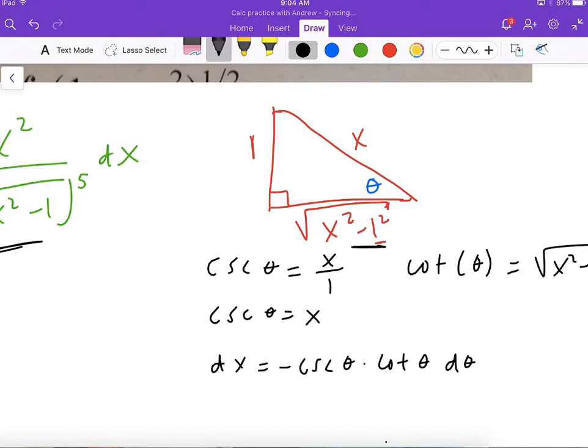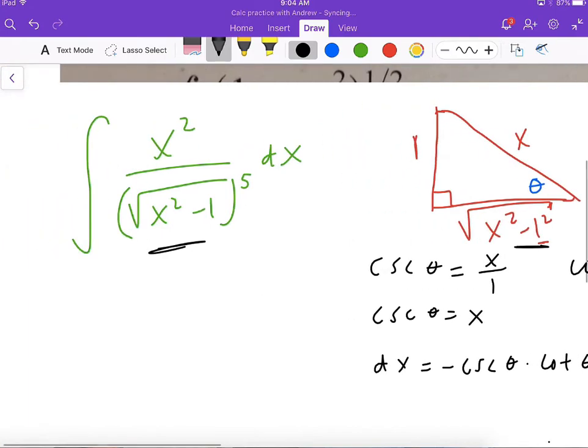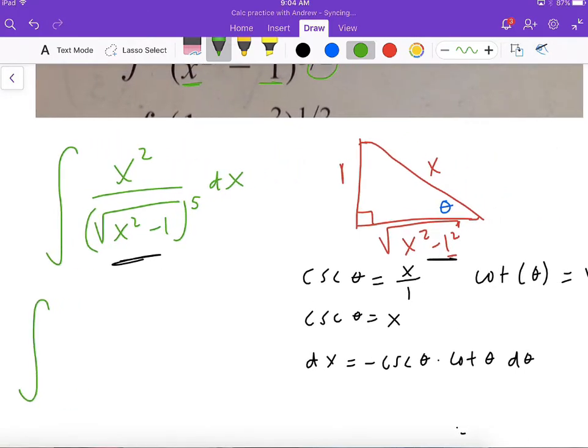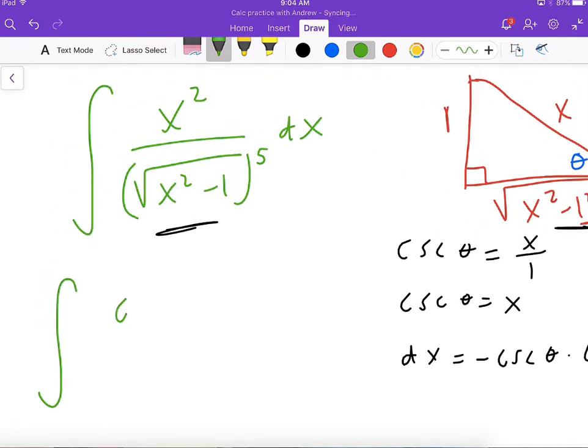Okay, so at this point I'm ready to do all of my substitutions. We're going to come back over to this integral, and we have x squared, so x is equal to cosecant, so this becomes cosecant squared of theta.